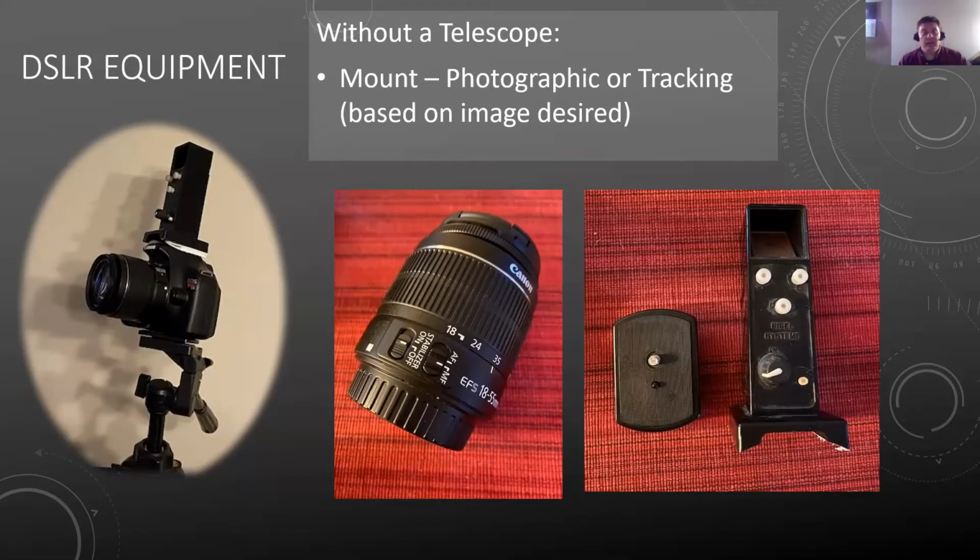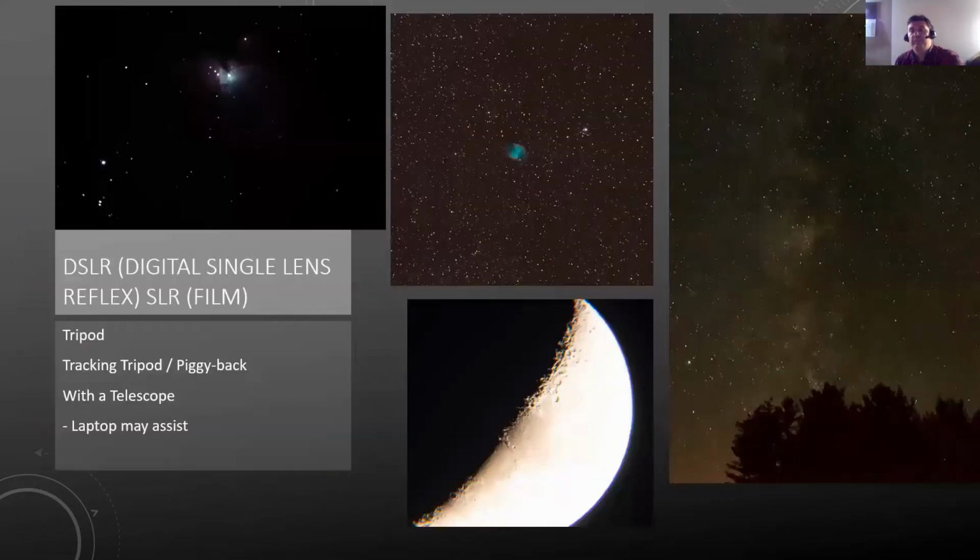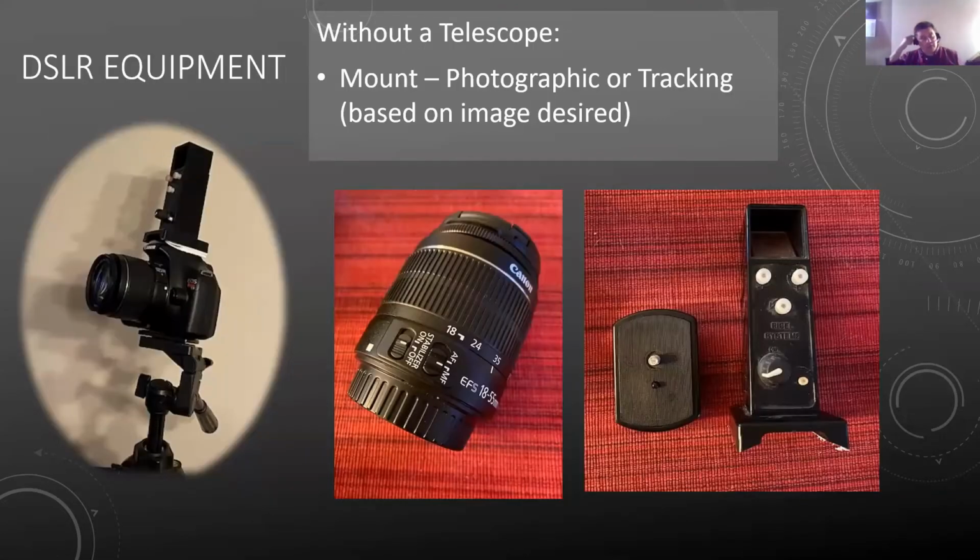If I had taken the picture of the Milky Way with just a 50 millimeter lens instead of my 18 to 55, I would probably have been able to pull more details because it would have been a better quality image. So when you're looking at where you want to go on the photography side, you're going to want to look at equipment wise.